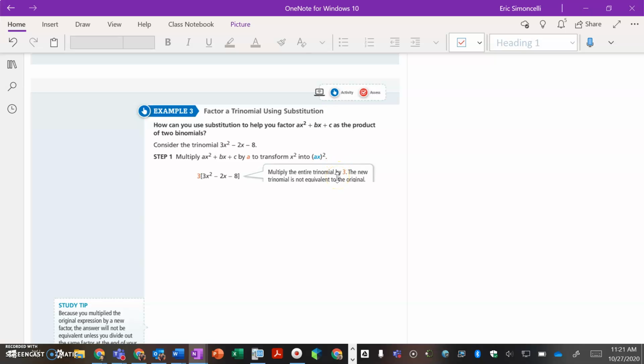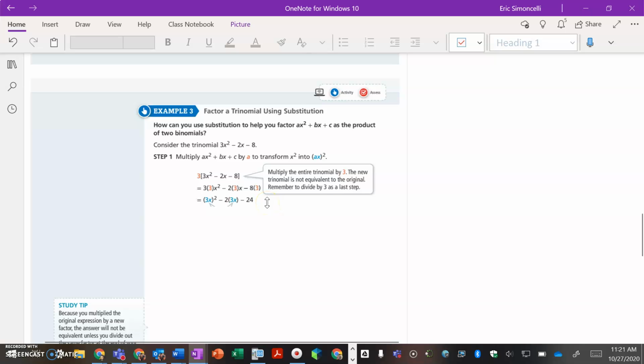So as you take a look, 3 times the quantity 3x squared minus 2x minus 8, multiply the entire trinomial by 3. The new trinomial is not equivalent to the original. Remember to divide by 3 as a last step. So as you see here, multiplying through, you get 3 times 3x squared, negative 2 times 3, and then x, and then negative 8 times 3.